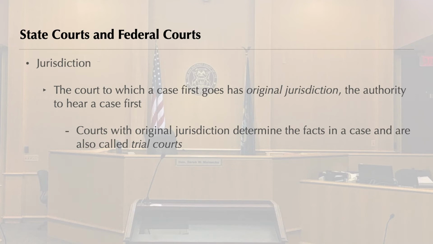The court to which a legal case first goes has original jurisdiction, the authority to hear a case first. A court with original jurisdiction determines the facts in a case. Often this occurs during a trial conducted with a jury, but in certain cases a judge hears the case alone. Because they hold trials to resolve cases, courts with original jurisdiction are also called trial courts.